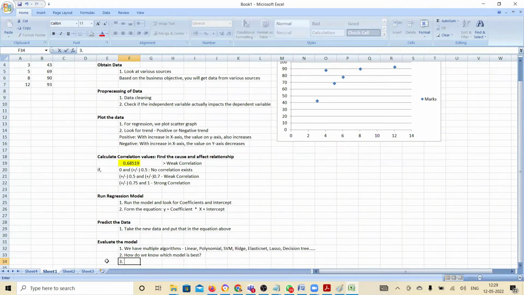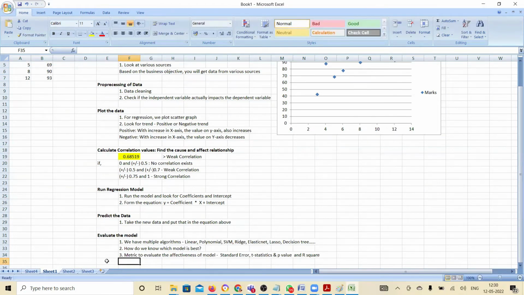There are many metrics for the effectiveness of a model. We'll talk about the top three. One is the standard error. Then you have the t-stat value, t statistics, and a p-value. And the third one is your r-square value. These are the three important metrics. We have even more than this, but generally we look at these three values.